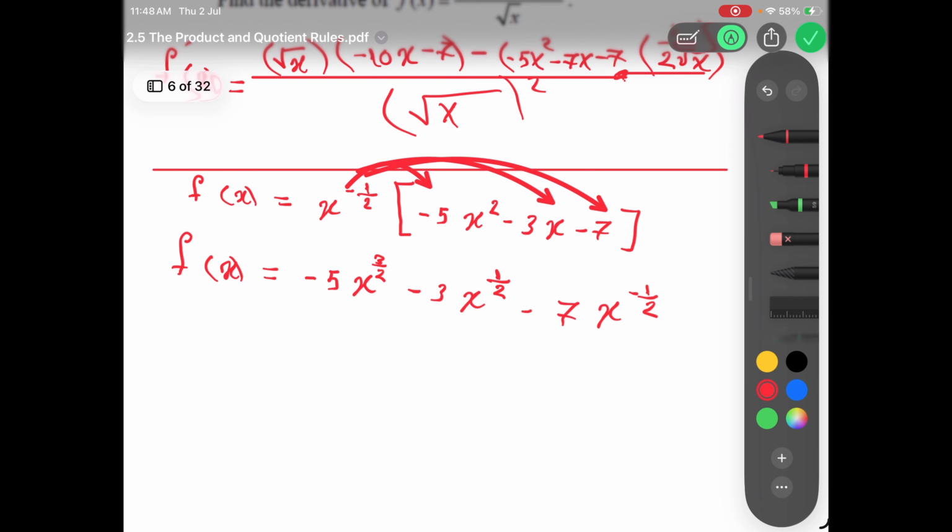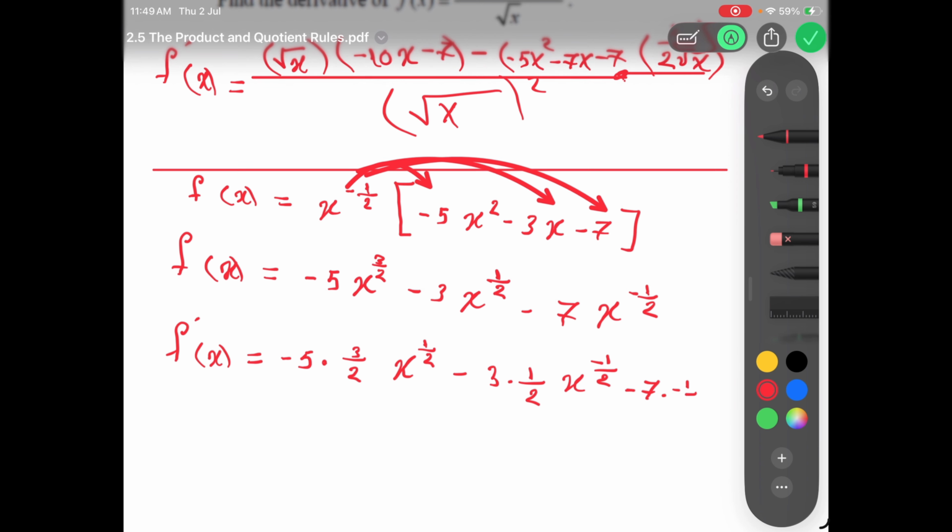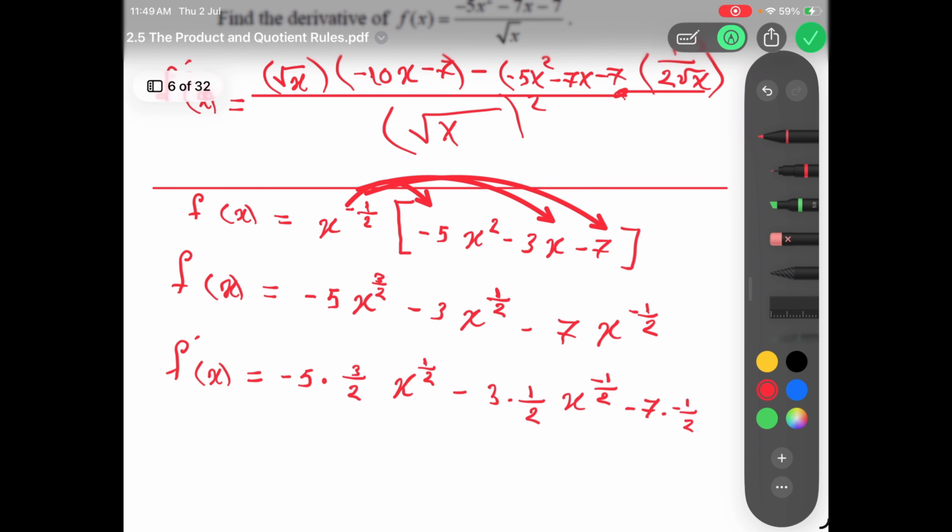Okay, so now I'll find the derivative one by one. So now f prime of x equals minus 5 times 3 over 2 x, subtract 1 from that power, it will be 1 over 2, minus 3 times 1 half x to the minus 1 over 2 after subtracting 1 from the power, minus 7 times minus 1 over 2, then x to the power of minus 3 over 2.